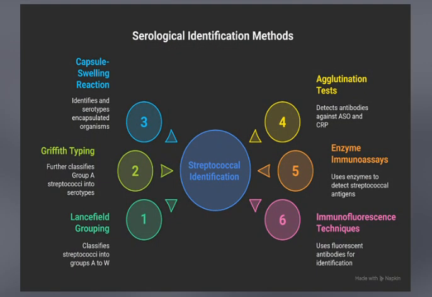Serological methods are vital for Streptococcus identification. Lancefield grouping classifies bacteria into groups based on cell wall carbohydrates. Griffith typing further categorizes group A strains. Capsule swelling reactions identify encapsulated types. Agglutination tests detect antibodies like ASO and CRP. Enzyme immunoassays and immunofluorescence techniques provide sensitive antigen detection. Together, these methods offer a comprehensive approach to diagnosing streptococcal infections.